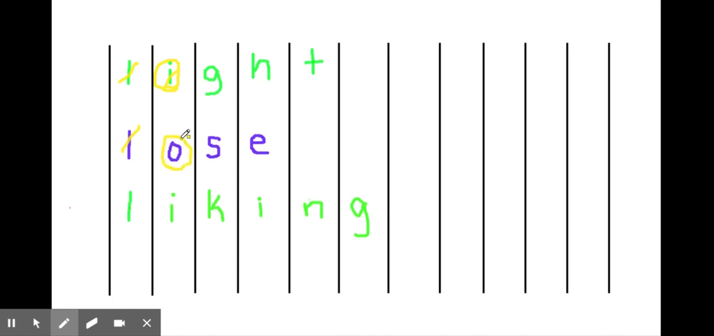Now, we have to make sure they're in alphabetical order. You can say your ABCs. A, B, C, D, E, F, G, H, I, J, K, L, M, N, O. I comes before O, and these are in the correct order. It gets its first check. Now, we have to look at loose and liking.